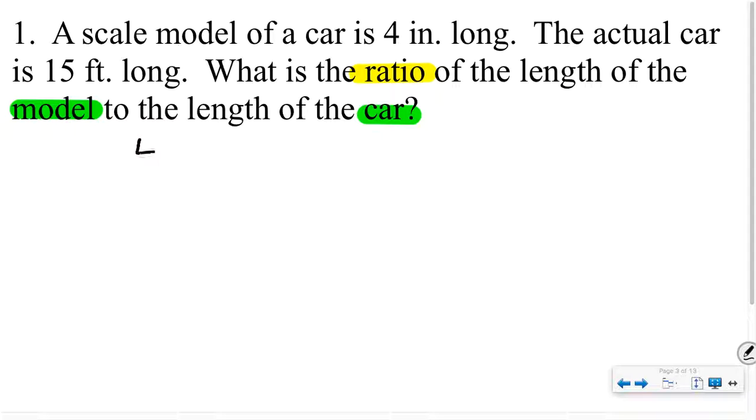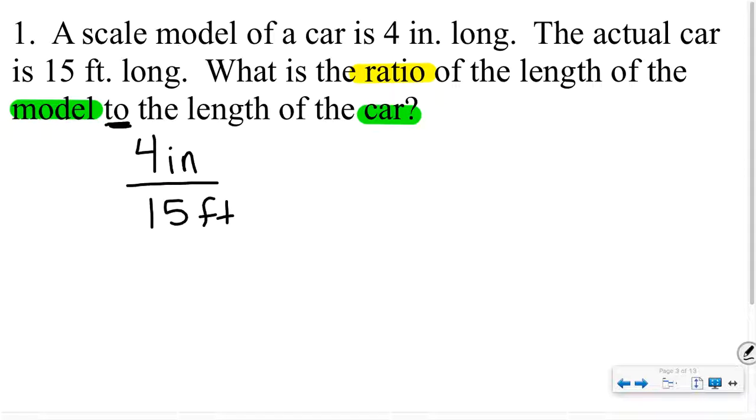So what was the length of our model? 4 inches. 4 inches, great. That word to there, that's your fraction bar. The length of the real car? 15 feet. 15 feet, good. Ratios must always be written in simplest form. 4 over 15, can't reduce that, right? Nope. But when you're writing a ratio and you're comparing the length of segments, you have to put them in the same unit of measure before you reduce.